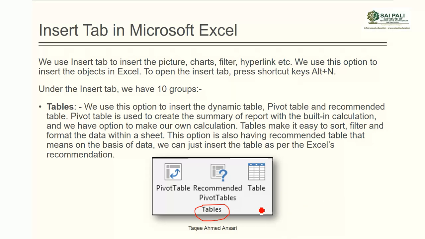Then we have the option to add a normal table. That means if you have a range and you want to use that range as a table, then you can convert it into a table by using this command.